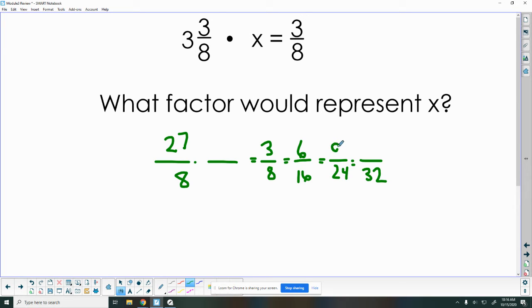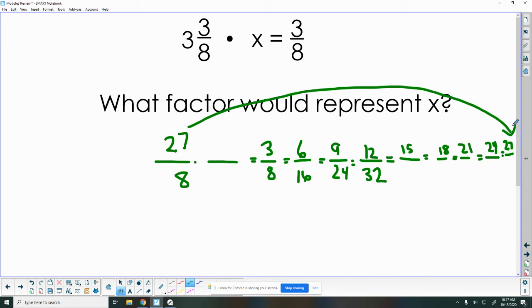3, 6, 9, 12. Oh, I still don't think we have one here yet. So let's keep going. So 3, 6, 9, 12, 15, 18, 21. Nope, I still can't get to 27 here. 24. Ooh, I'm going to run out of room. 27. Oh, I can do 27 divided by 27. So I'm thinking it's got to be this one.